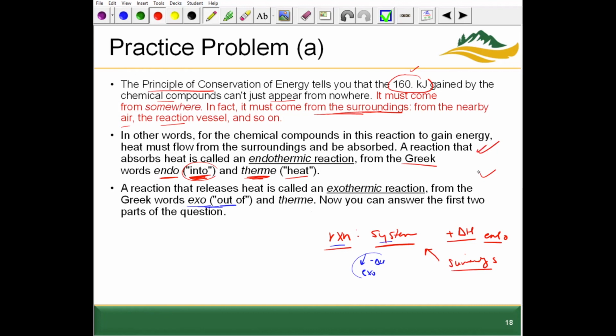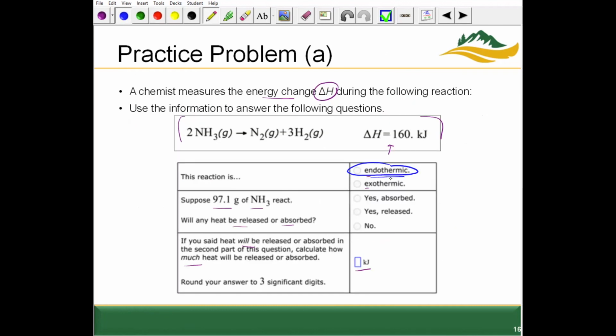Okay, so just another nice reminder on how to think about principle of conservation of energy and endo versus exothermic. So if the reaction is endothermic and we have this many grams of our reactant that is reacting, will any heat be released or absorbed? Well, yes, it's an endothermic process and we have a lot of our initial starting reactant. So for an endothermic process, all we need to be able to answer the second question is the fact that it's endothermic, meaning that heat is going to be absorbed. It's an endothermic process based on the sign of that delta H.